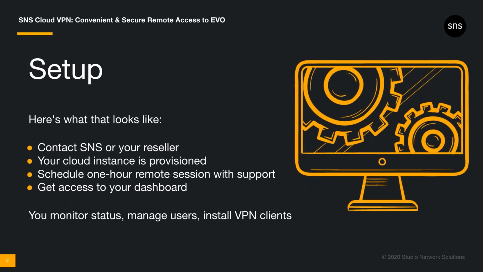Well, what do you do if you want to activate SNS VPN for your company? Once you're ready to subscribe, contact your reseller or your SNS rep, or follow the steps in the next slide to start from our website. We provision your cloud portal and then let you know when it's ready. You then schedule a time with our support team. They'll remotely install the software plugin on your Evo. That's the one we discussed earlier.